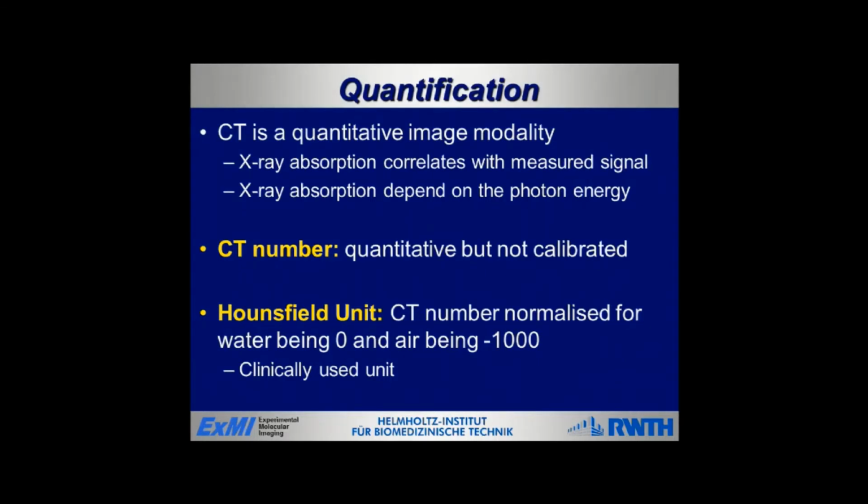The first one is CT numbers. This is a quantitative unit, but it's not calibrated. That means it also depends on the energy of the X-ray, on the size of the object, and on the detector sensitivity. On the other hand, you have the Hounsfield units, which is the clinically used unit. Here the CT numbers are normalized for water being 0 and air being -1000. This is clinically used, and many preclinical micro-CT systems use these units. If they don't, I highly recommend converting the images to Hounsfield units by post-processing steps.